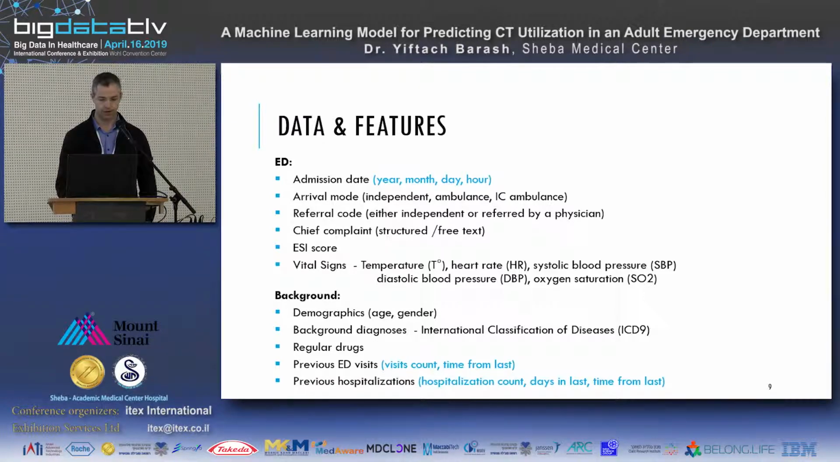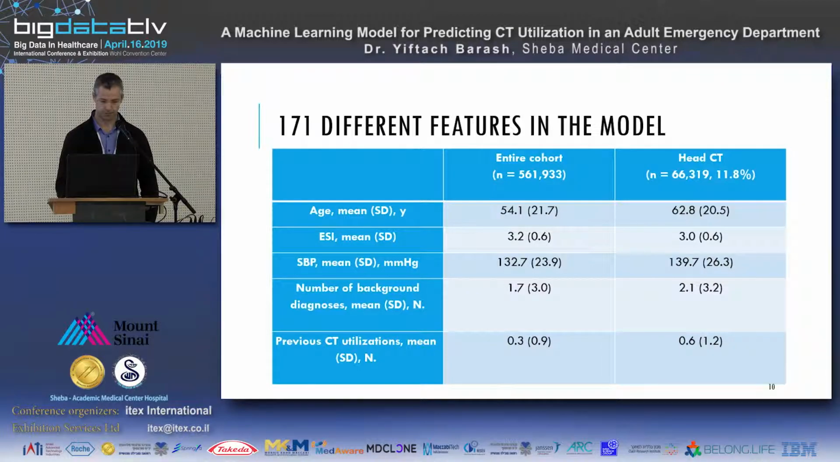The features from the current visit include date, time, chief complaint, both structured and unstructured, and the ESI score that is given by the triage nurse and presents the patient urgency. We took all the background data that was available to us, like background diagnosis, chronic drugs, previous visits to the ED, and previous hospitalization.